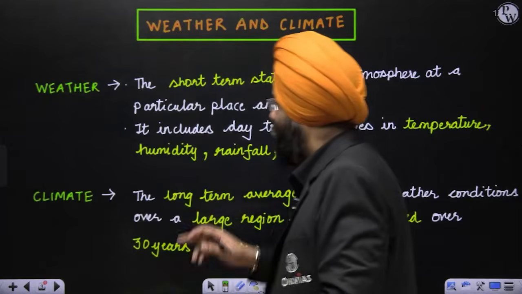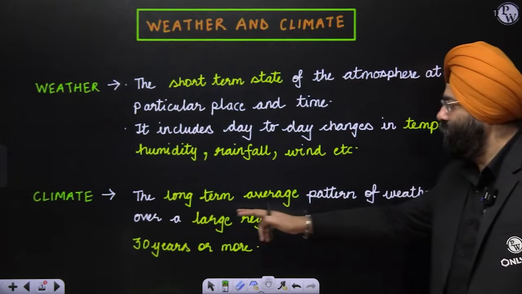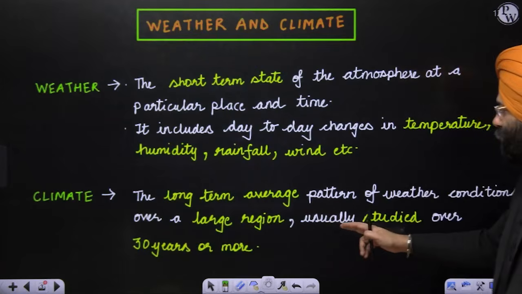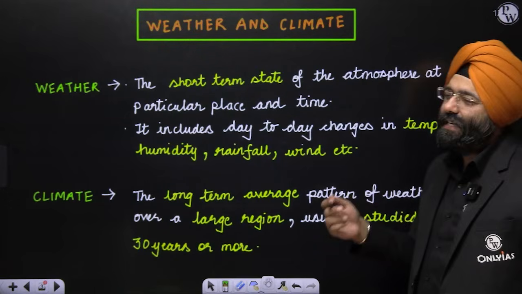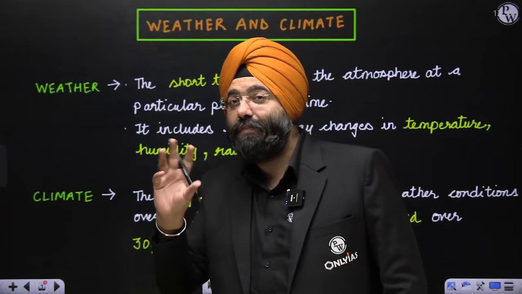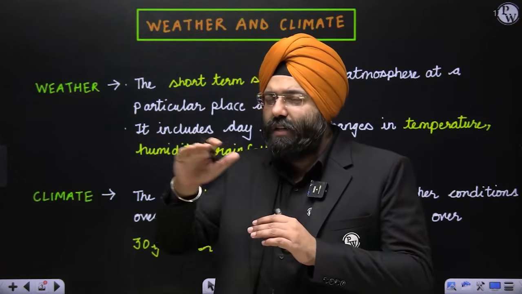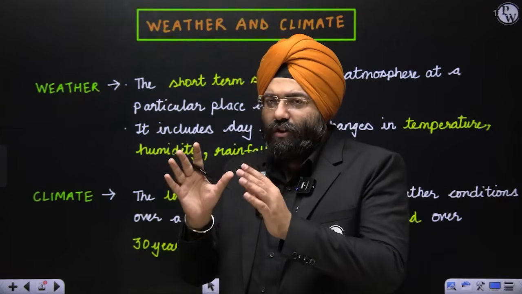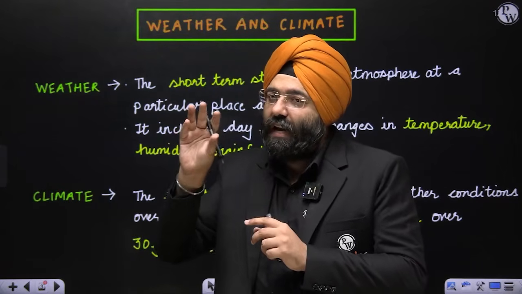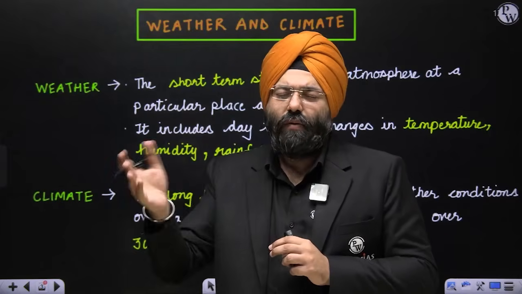So that is why climate is a long-term average pattern of weather conditions over a large region. Weather is usually studied for 30 years or more. That is why, do you realize when we talk about the concept of climate change, why climate? Because overall, when we talk about a region, there is a certain set of broad generalizations, what type of climate would be experienced in that region during winters, summers, or whatever be the case.